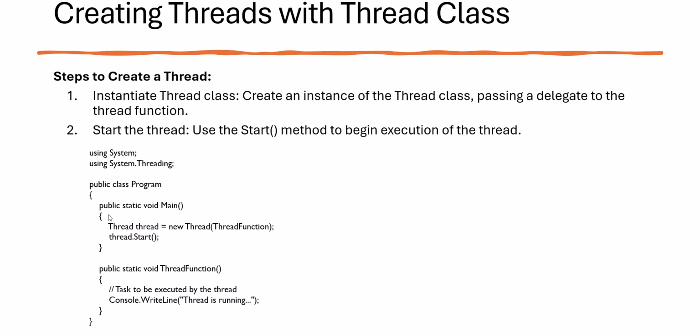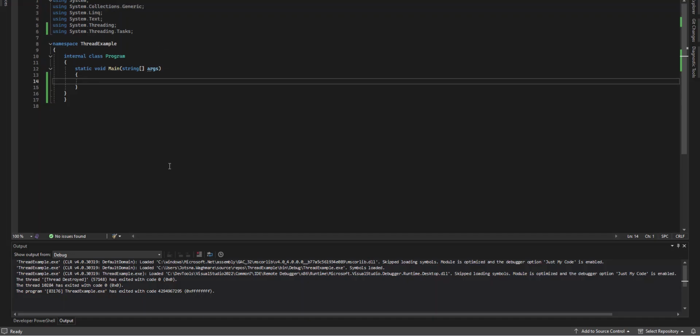This is a simple example given here. In our main method, I am creating one thread object and passing this thread function here. And here I am printing that the thread is running in my function, just to check whether my thread is running or not. And this is the Start method, which is used to start the thread. Let's go over to Visual Studio and run the same program here.